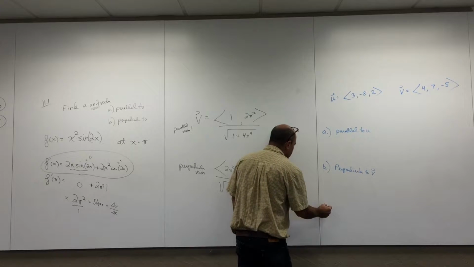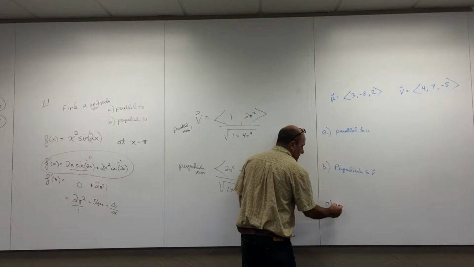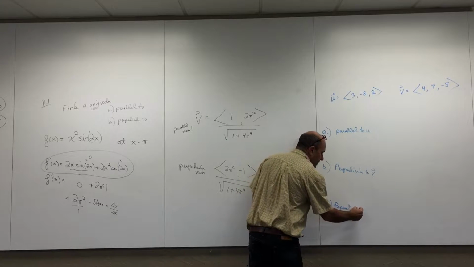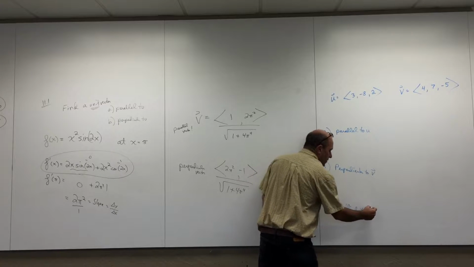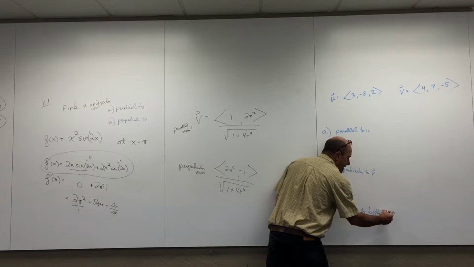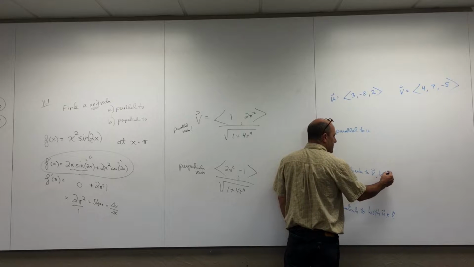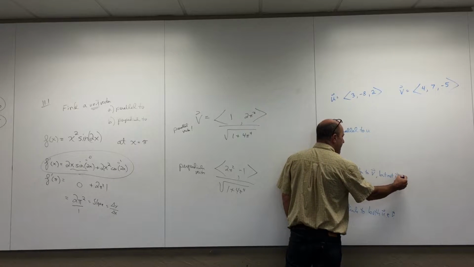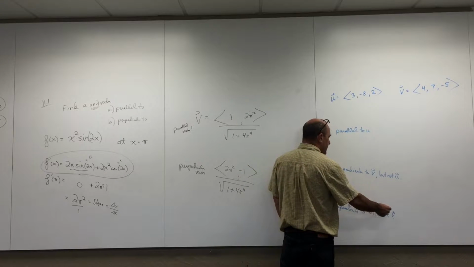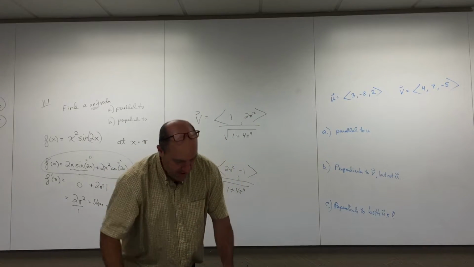What does part C want? Part C wants something perpendicular to both u and v. Maybe this one should say perpendicular to v, but not u. Anyway, got any ideas? Are these easy questions? Are these hard questions? Do you know how to do these?